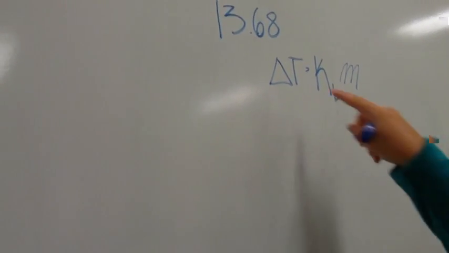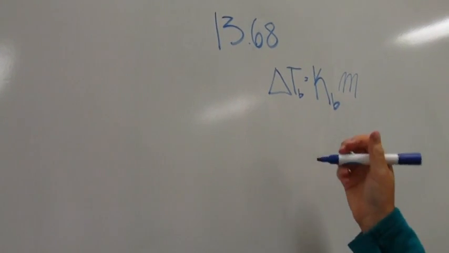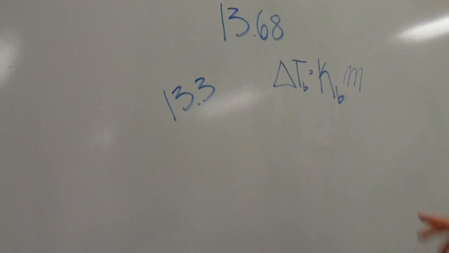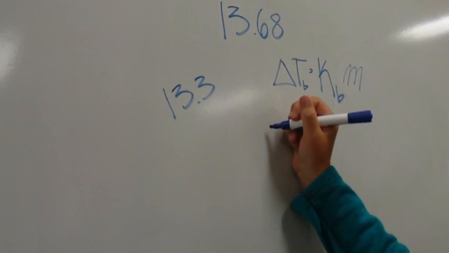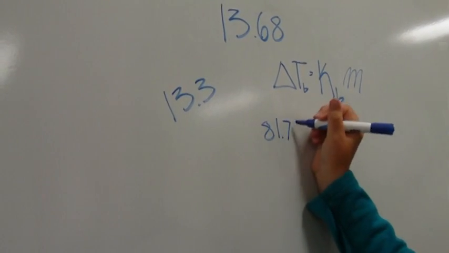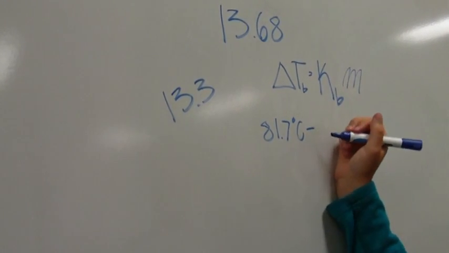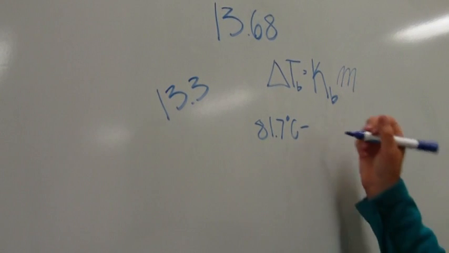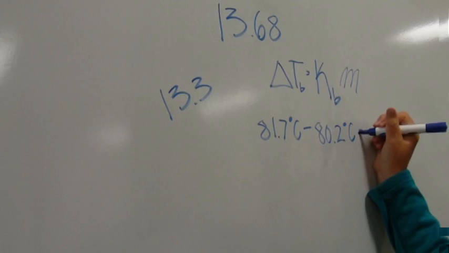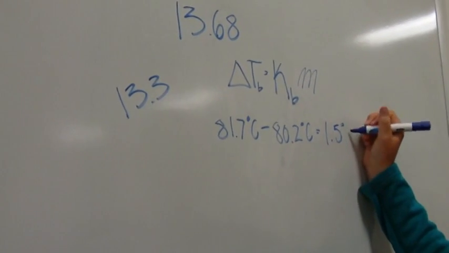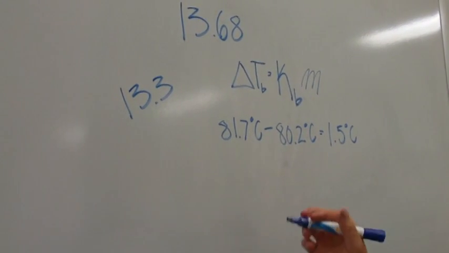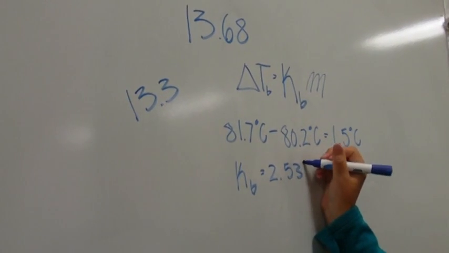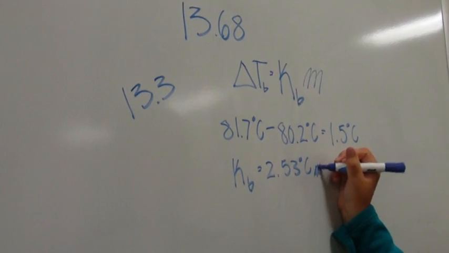All right. So to start off, we're going to want to find the change in boiling point, and you're going to want to use, again, table 13.3. In the problem, they tell us that we're dealing with 81.7 degrees Celsius, and table 13.3 tells us that the boiling point for benzene is 80.2 degrees Celsius. Simple subtraction right there gives us a change of 1.5 degrees Celsius. And then also referring to table 13.3, we get the Kb value, which is 2.53 degrees Celsius per molality.